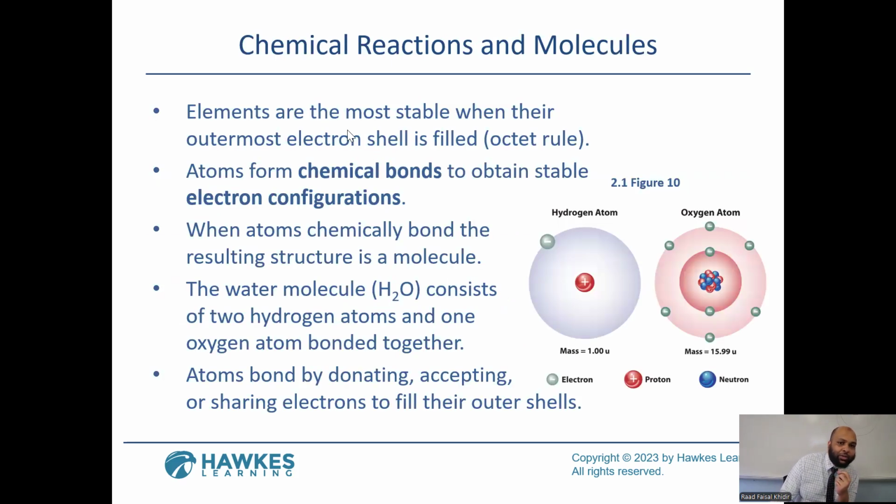Chemical reactions and molecules. We alluded to the fact that elements are the most stable when their outermost electron shell is filled. When their outermost electron shell is filled, that's known as the octet rule. Atoms form chemical bonds to obtain stable electron configurations. When atoms chemically bond, the resulting structure is a molecule.